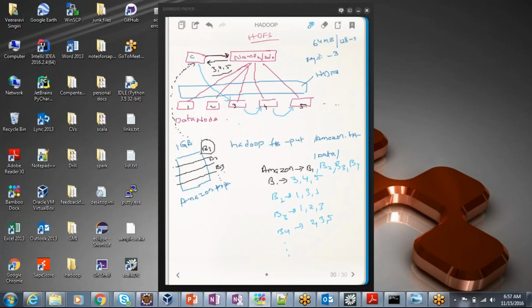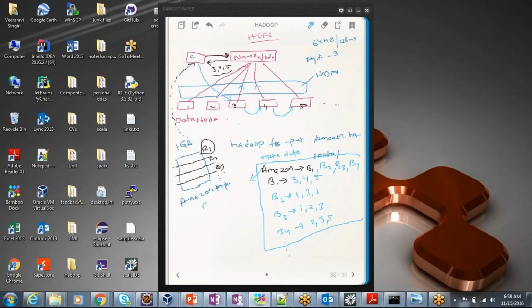This information is called metadata. Who will maintain this information? This information will be maintained by the name node. As soon as they receive a block, they'll inform the manager, sir, I have received a block. That's how they'll make this kind of entry.